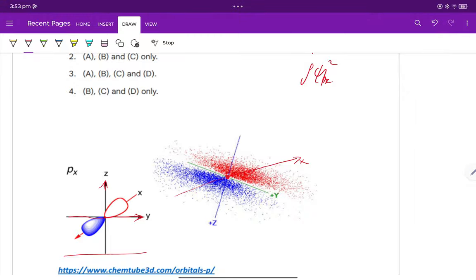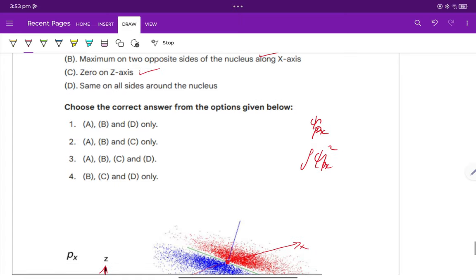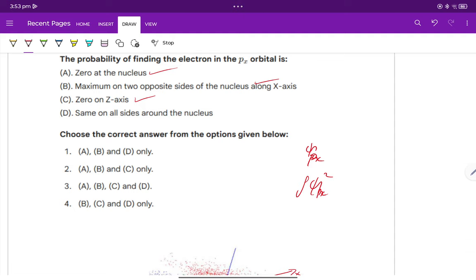For an s orbital, which is spherical, if you are drawing the s orbital with y, x and z axes, the s orbital is entirely spherical. In that case it would be correct, but for a p orbital, same on all sides around the nucleus is not a right option. So a, b and c are right. So your option will be a, b and c. Second will be the right answer.